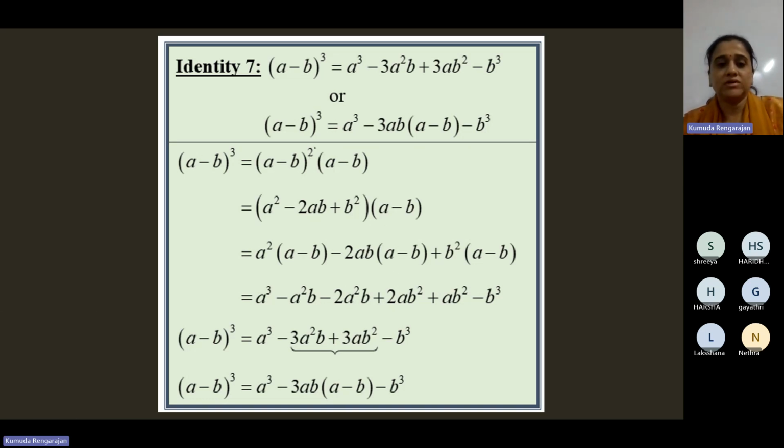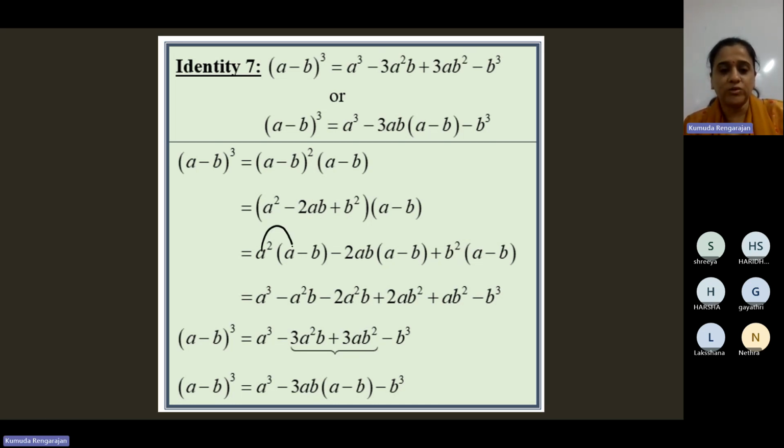Now we'll see how it's derived. So a minus b the whole cubed is a minus b the whole square into a minus b. Now what is a minus b the whole squared? a squared minus 2ab plus b squared into a minus b. Now trinomial, 3 terms, binomial, 2 terms, 3 into 2, 6 terms. The product will have 6 terms. How do you multiply? Every term of the first bracket should be multiplied with the second bracket. So every term, a squared minus 2ab plus b squared, is multiplied with the second bracket, a minus b.